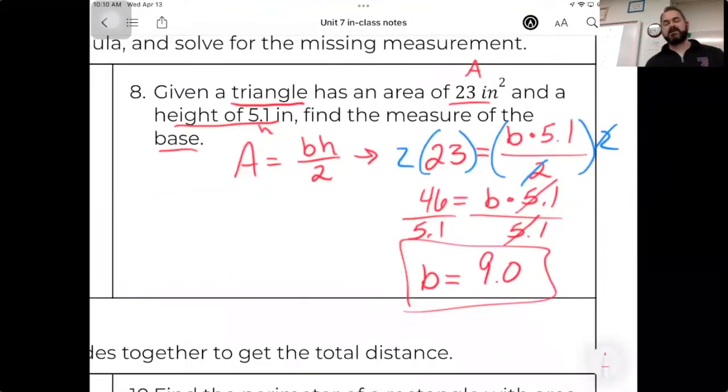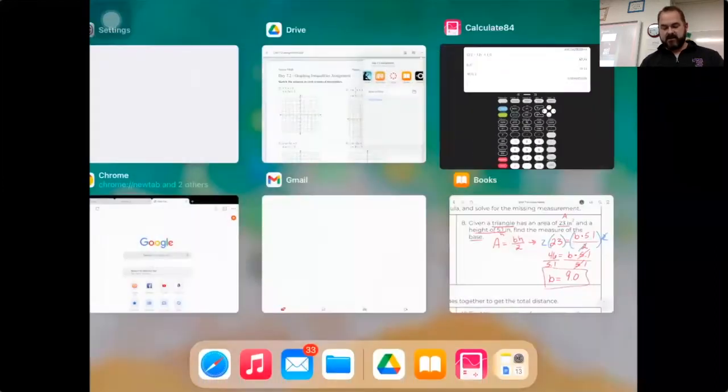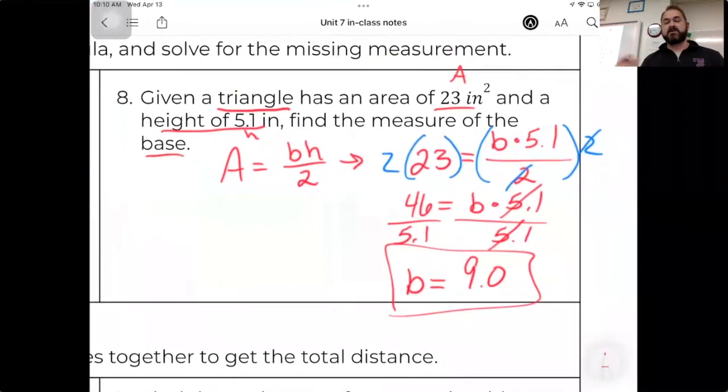We should get a base of about 9.0. It's actually 9.0196. You'll see in my calculator there. So we just round that to 9 or 9.0. I'd take either answer. Because we start with an area of 23, so I use this formula first.